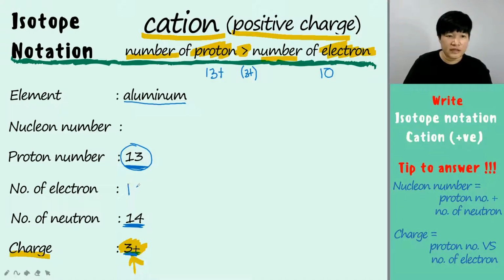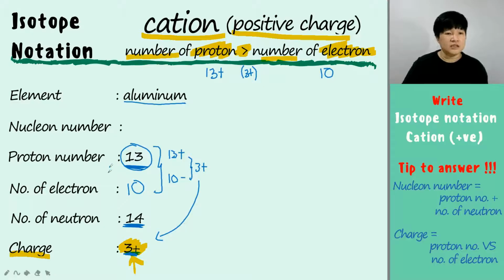So your number of electrons is 10. And you can see over here, guys, protons right now are more than your electrons by 3. Therefore, this will give rise to 3 positive. See that? Simple. The nucleon number will be the proton number plus the neutron number.